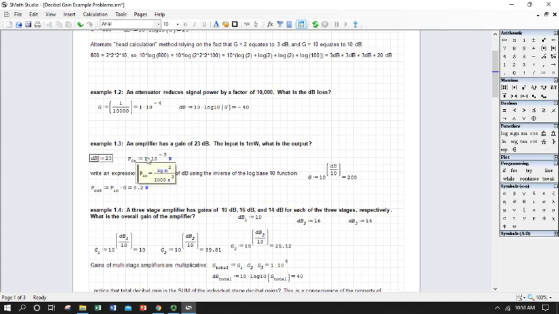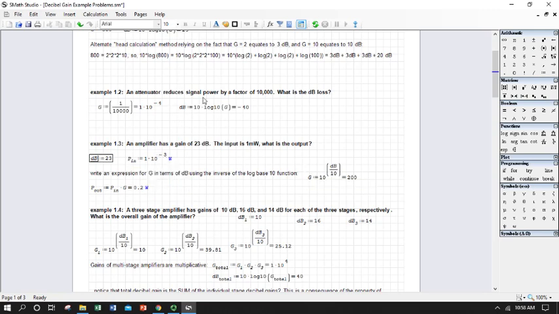So again, pretty easy. First we define our variables. This time we're going to define our decibel gain ahead of time. There's 23, and we've defined a power in as 1 milliwatt. So 1 times 10 to the minus 3 watts is 1 milliwatt.